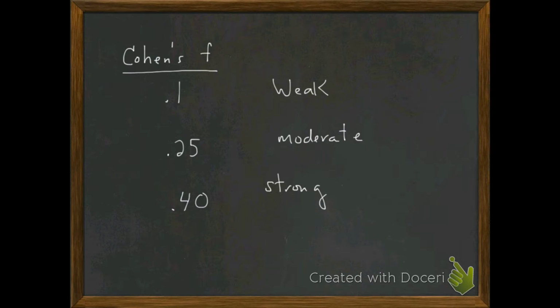Okay. Now, what does this mean? Well, if we get a value that's about 0.1, then we have a weak effect. There's not much impact of that independent variable on the dependent variable. If we get a Cohen's f around 0.25, then we have a moderate effect. And if we get something 0.4 or higher, we consider that to be a strong effect. Okay?